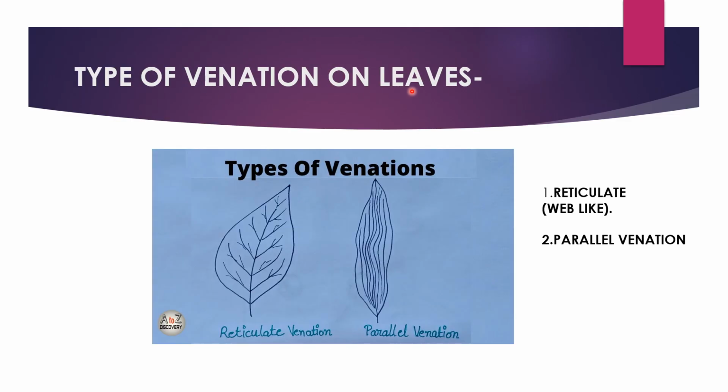So what are the types of venation on the leaf? We have two types. One is reticulate, which looks like a web or a network. And the second is parallel venation, in which the veins run parallel from the stem up to the tip of the leaf. So this is a parallel venation.